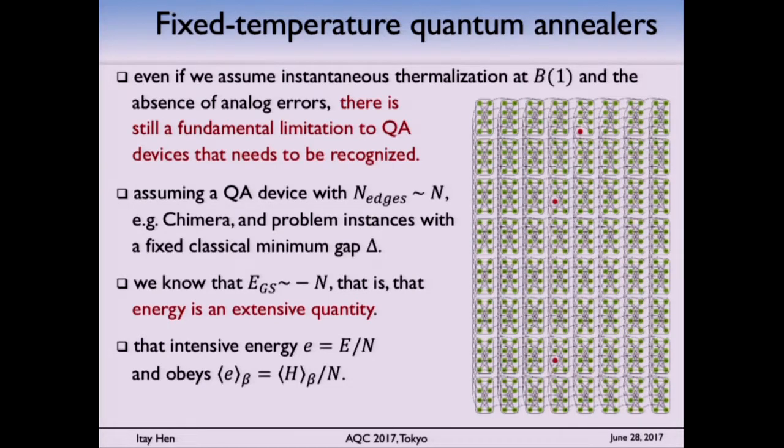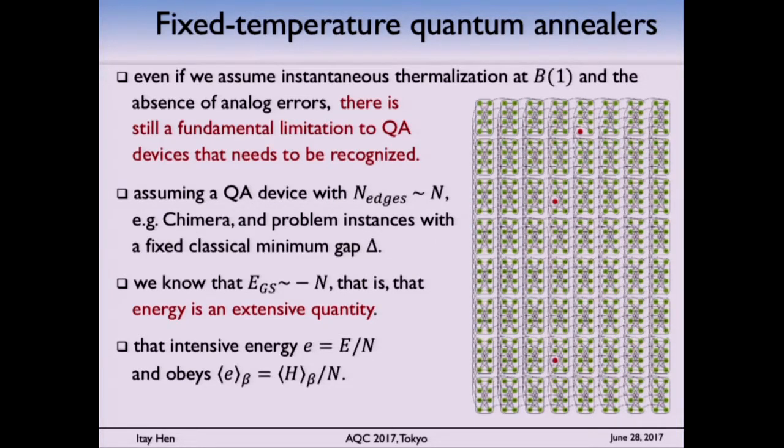I'm also assuming that the problems that we are imposing or embedding have a classical minimum gap. So for example, integer J's, where the gap is 1, which is also, I think, the only thing that we've been doing so far because of analog errors.